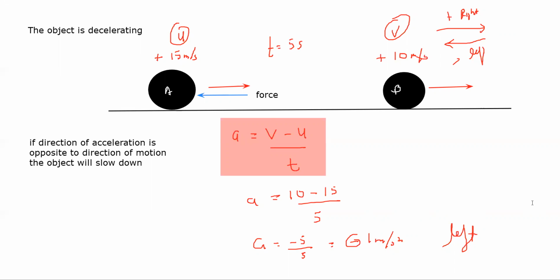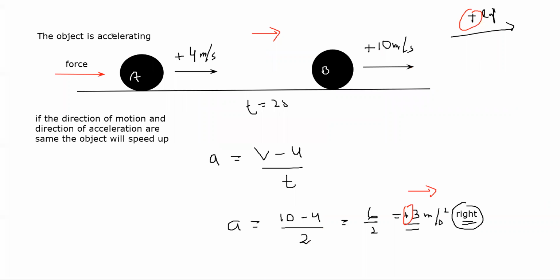So if the object is moving towards the right, you have to apply a force in the opposite direction so that you can slow down the object. And if you want to speed up the object moving towards the right, you should apply a force in the same direction as the motion so that the speed of the object will increase.